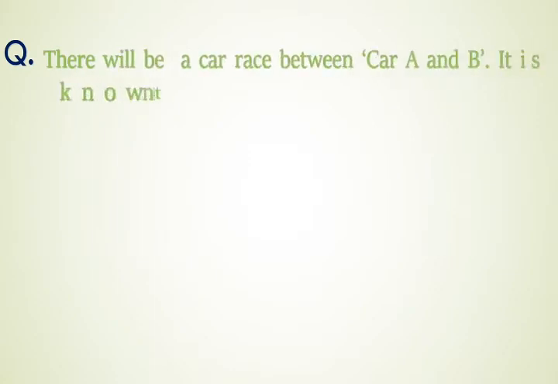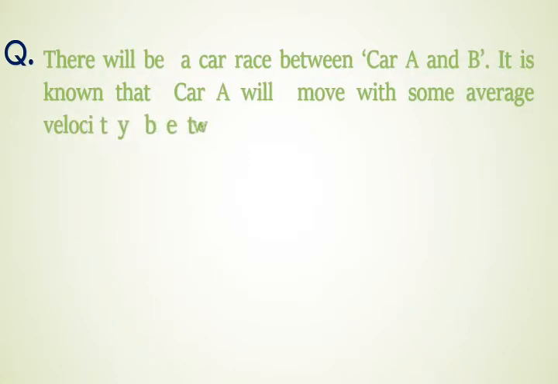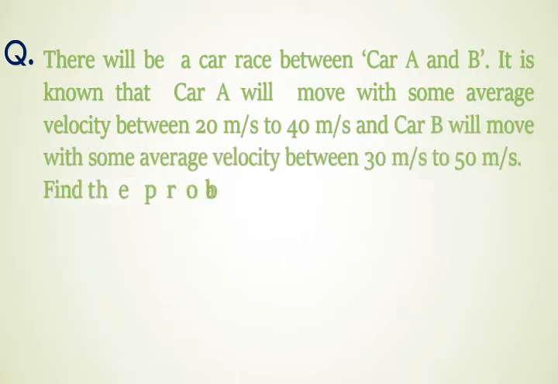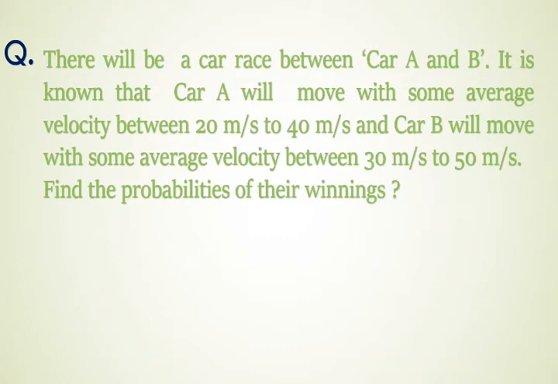Let's move to another question. There will be a car race between car A and B. It is known that car A will move with some average velocity between 20 meter per second to 40 meter per second, and car B will move with some average velocity between 30 meter per second to 50 meter per second. Find the probabilities of their winning.